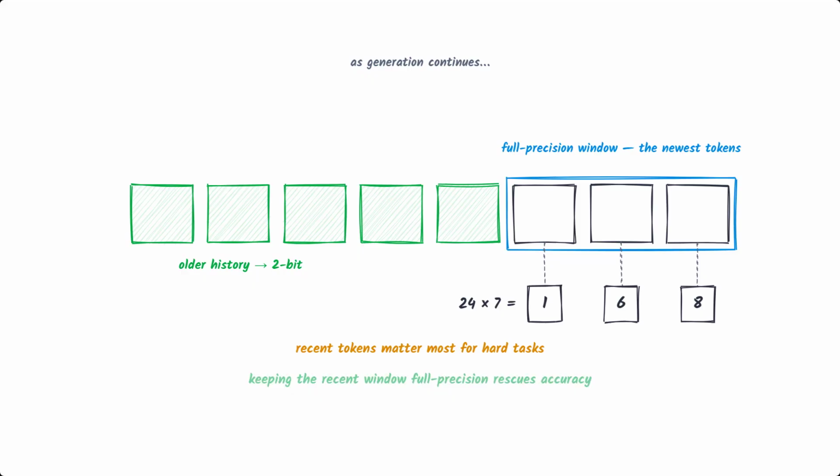That residual part turns out to have a lovely side benefit. Because it always holds the most recent tokens in full precision, KIVI effectively maintains a sliding window of the newest tokens at full quality, and only the older history gets compressed to 2 bits. And it turns out the most recent tokens are exactly the ones that matter most for hard, reasoning-heavy tasks. On something like grade school math, where the model needs precise access to the numbers it just wrote a moment ago, keeping that recent window in full precision is what rescues the accuracy. It's a small design choice that quietly does a lot of work.